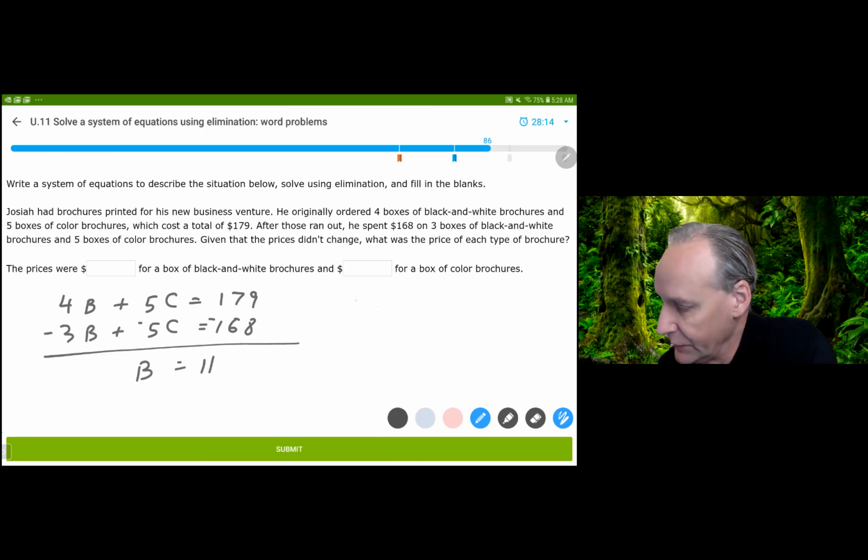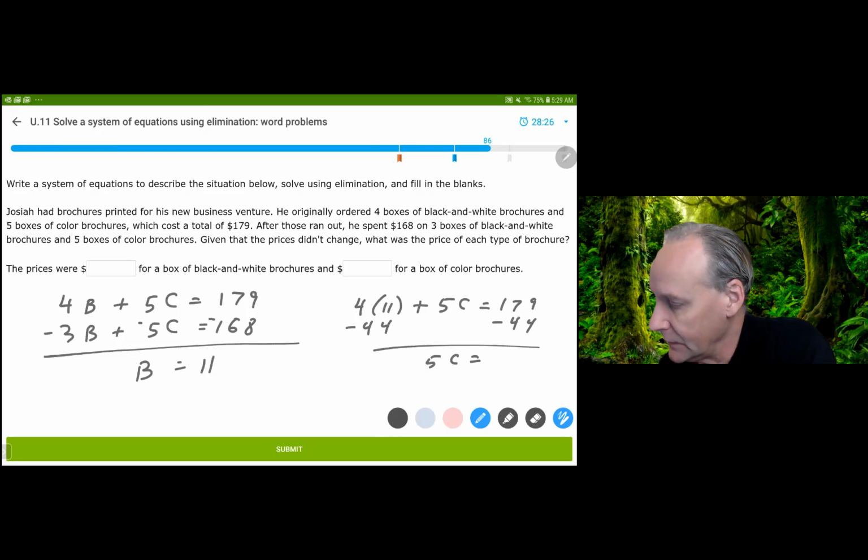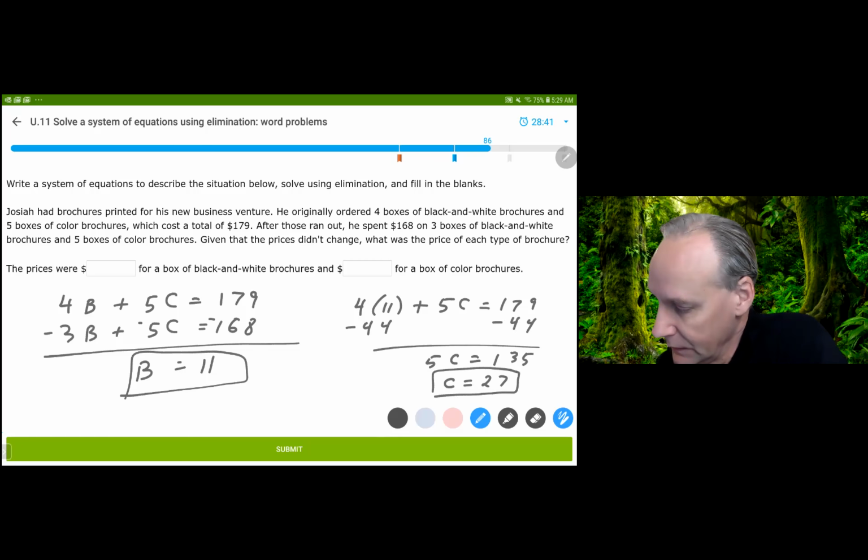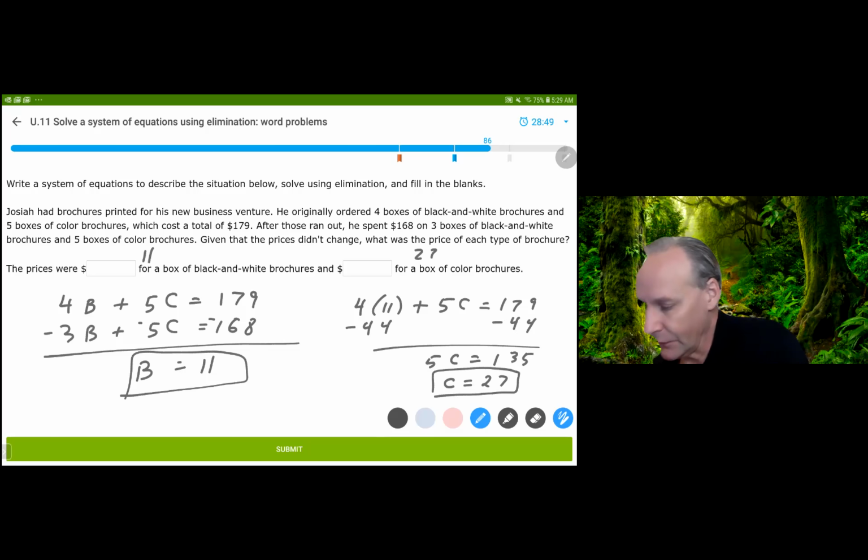And then I just have to put in my 11. 4 times 11 plus 5C equals 179. Subtract the 44 from both sides. 5C equals 135. C is equal to 27. Now, I recommend you go ahead and put it into the other equation just to check your answer. You definitely don't want to make a mistake on the easy ones. $11 for these, 27 for the colors. Let's see if it makes sense with the other one.